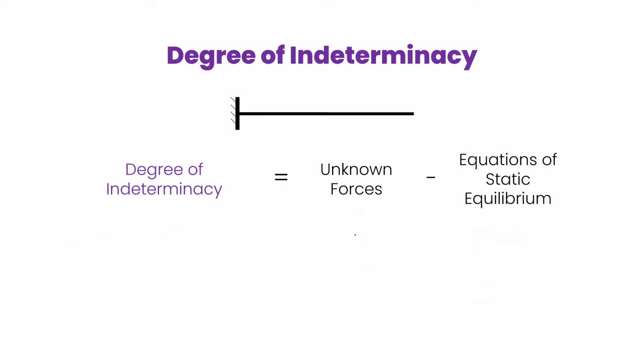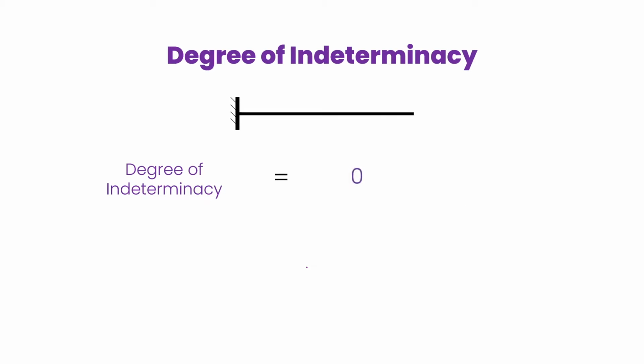So all in all, we are getting a value of 2 minus 2, which brings us to the solution of 0. So all in all, the degree of indeterminacy in this case is 0, which means that this structure is going to be statically determinate, which ultimately means that we can solve or analyze this structure completely by only using the equations of static equilibrium. And that is what we'll do in this video.